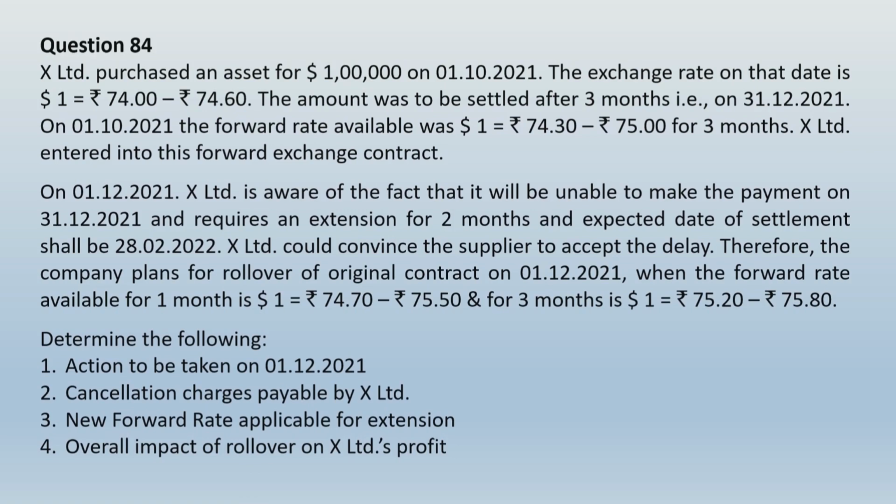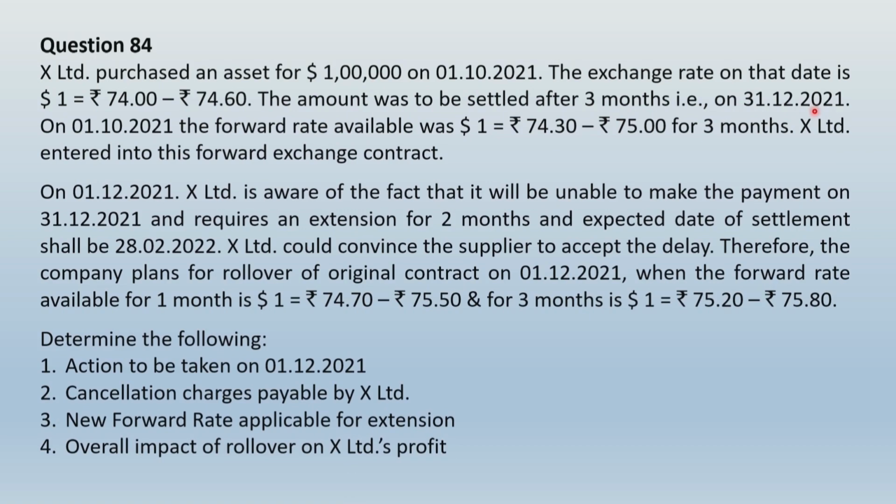Determine the following: action to be taken on 1/12/2021, cancellation charges payable by X Limited, new forward rate applicable for extension, and overall impact of rollover on X Limited's profit. So what is needed over here? This question is exactly similar to the earlier question, that is question number 83, but here there is one major difference. So the company again is an importer. It has made an import of $1 lakh on 1st October 2021 and requires 3 months for settling the payment that will be due on 31/12/2021.